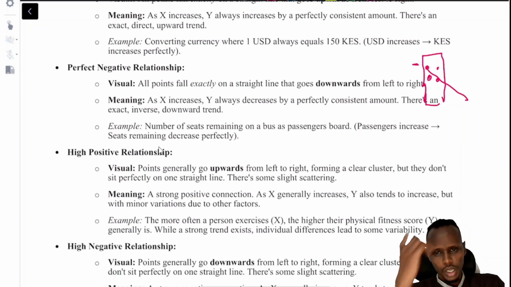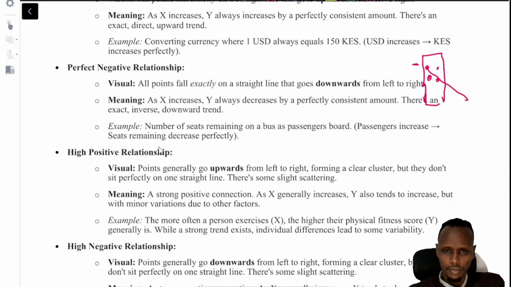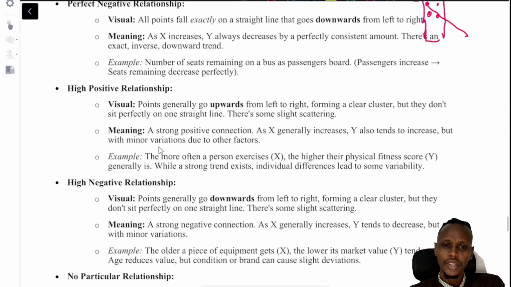High positive relationships point generally upward from left to right, but this one has some inconsistencies. For example, the more often a person exercises, the higher the physical fitness. But sometimes not every person loses weight or develops physical fitness, so it depends on the person. There might be a relationship, but some people fall inside and outside that line of fit.